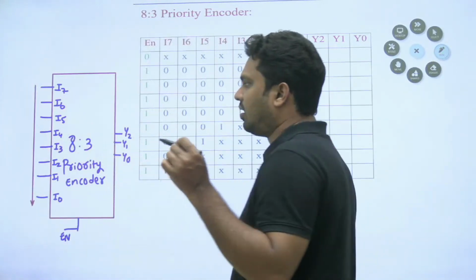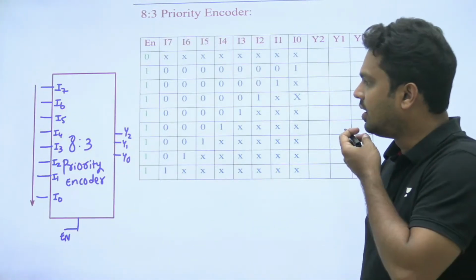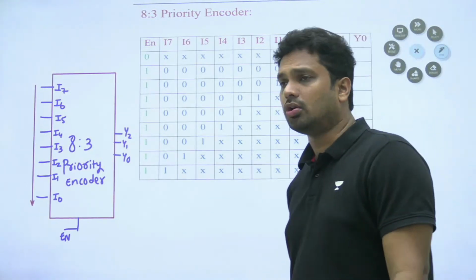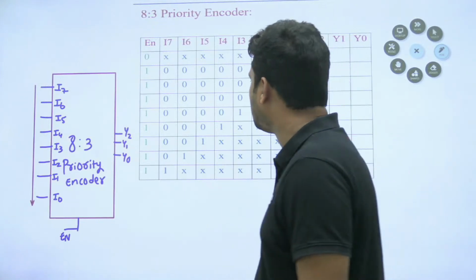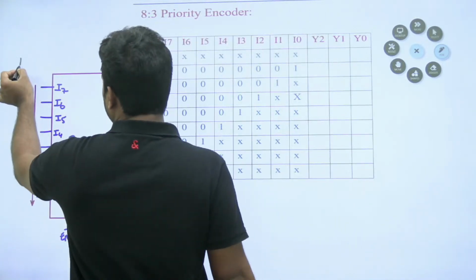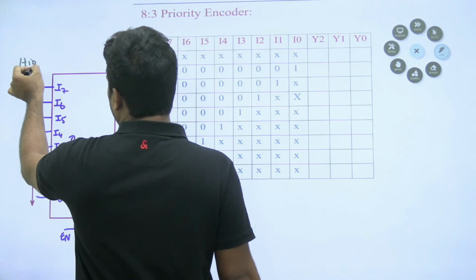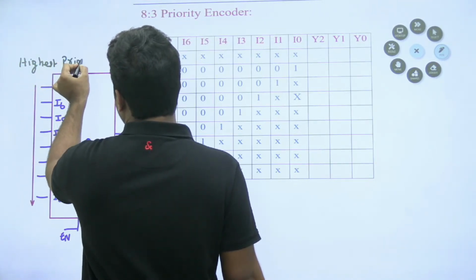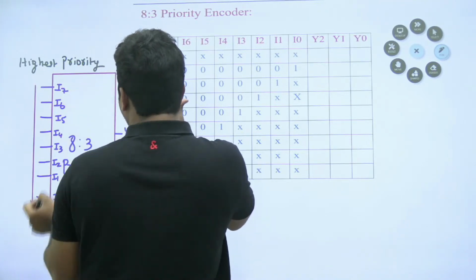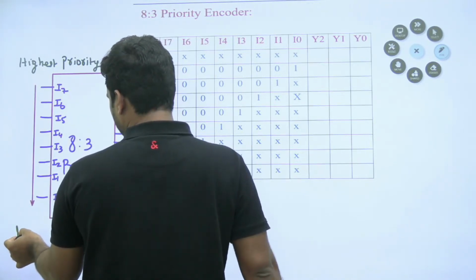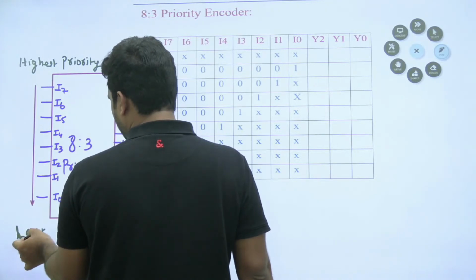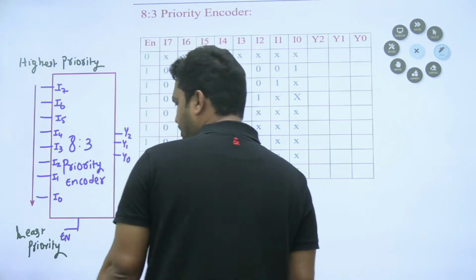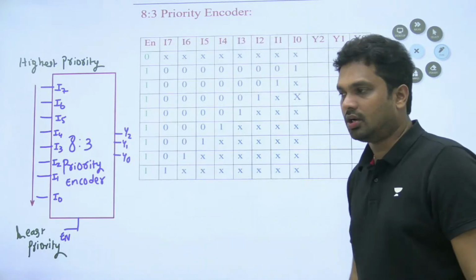See, I want to design it in order that I7 is having highest priority, I0 is the least priority. That is not the rule. You can take any priority, it is fine. So, okay, this is the highest priority, least priority, highest and the least priority.